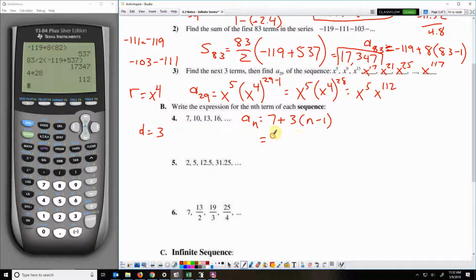So I can distribute the 3, 7 plus 3n minus 3. And I can combine like terms. 7 minus 3 is 4. So a sub n equals 3n plus 4. 7 minus 3 is positive 4. So if I want to know the value of any particular term, I can plug in the term number. The 70th term would be 3 times 70 plus 4.